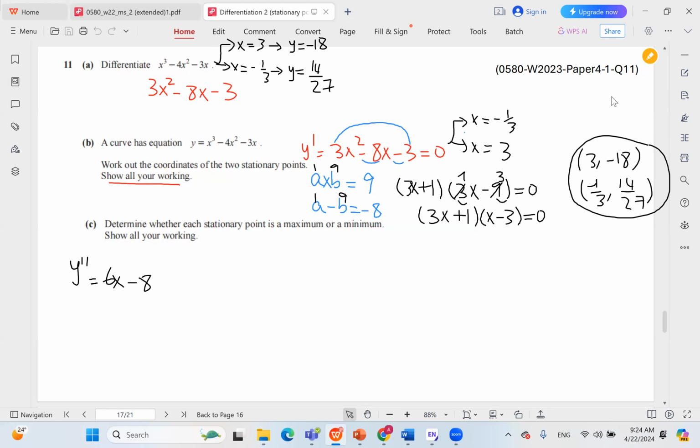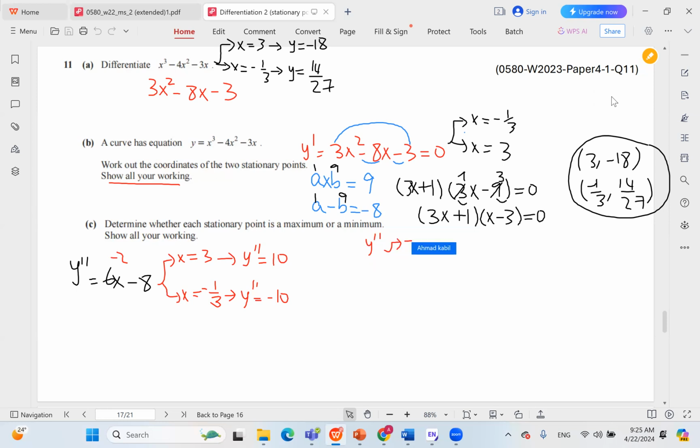And now we plug once x equals 3 and once x equals -1/3. So when x equals 3, y double dash is equal to +10. And when x equals -1/3, y double dash equals -10, because here you get -2. -2 minus 8 is -10. So for the first point, y double dash is positive. Remember, y double dash can be positive or negative.